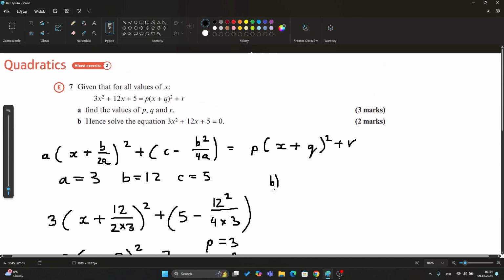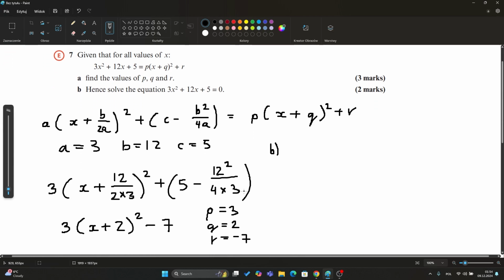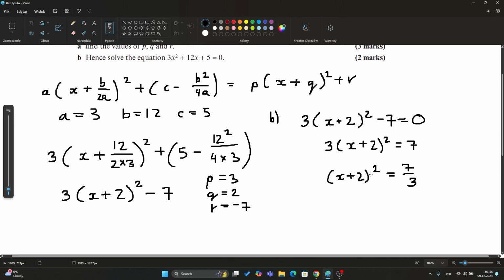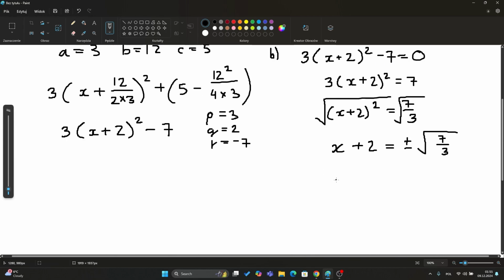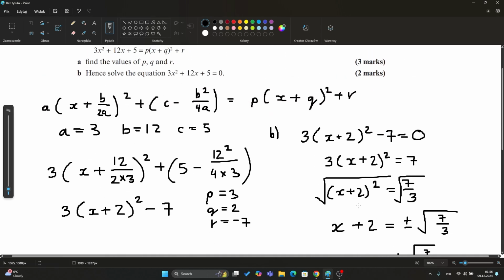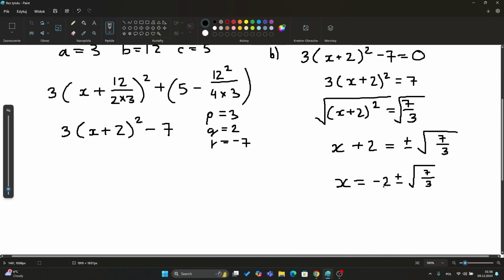Now part B, hence solve the equation 3x squared plus 12x plus 5. So we take our completed square, we equate it to 0, and now we add 7 to both sides to get this. We divide both sides by 3 to get this. We square root both sides, and then we subtract 2 from both sides. So here we have solved the equation for the following function.